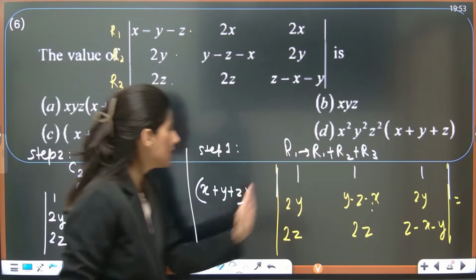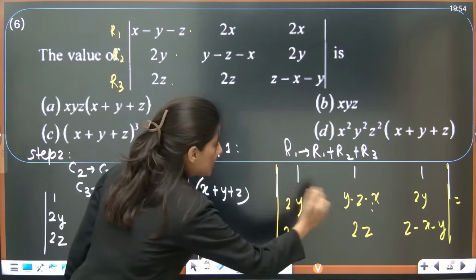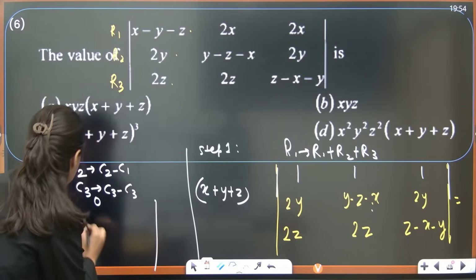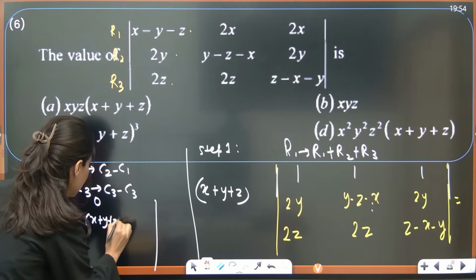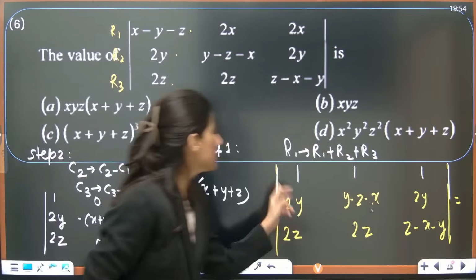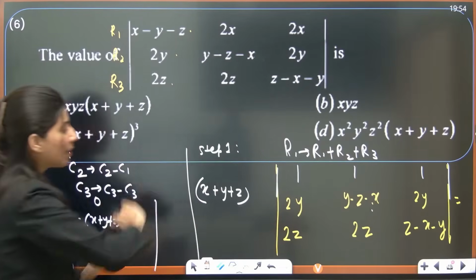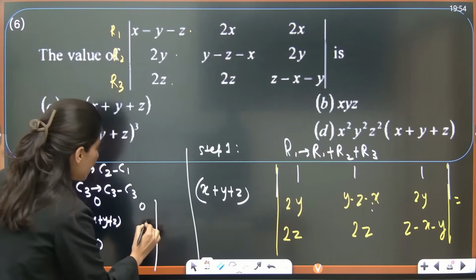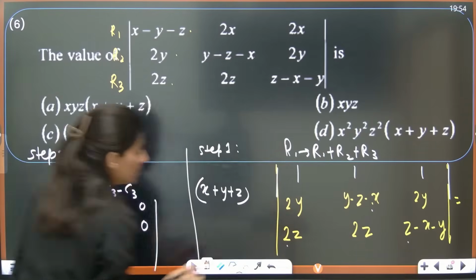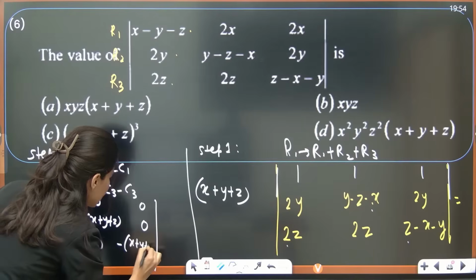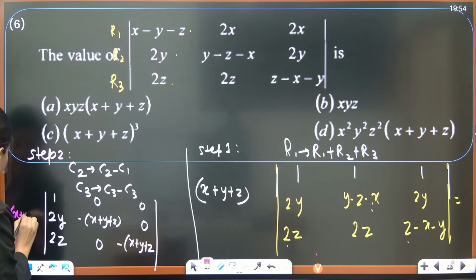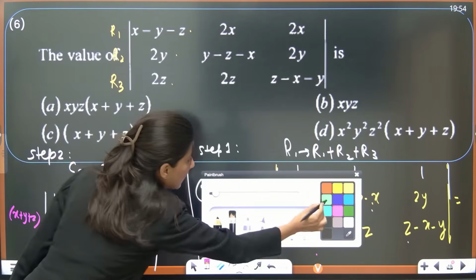C2 will become 1 minus 1, 0. Then we have this minus this: y minus z minus x minus 2y. So this is minus of x plus y plus z, correct? And this is 2z minus 2z, which is 0. Now column number 3 will become C3 minus C1. So 0, then this is 2y minus 2y, 0. And if you subtract this minus this, you get minus of x plus y plus z. Now understand one thing: from column number 2, obviously there is x plus y plus z, correct? Now I am going to take something common.